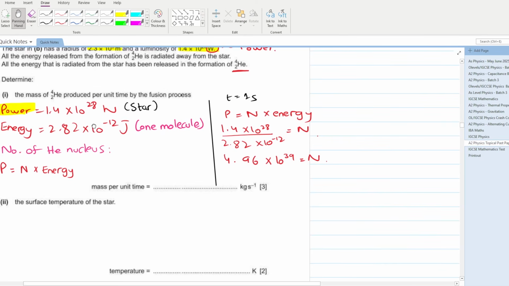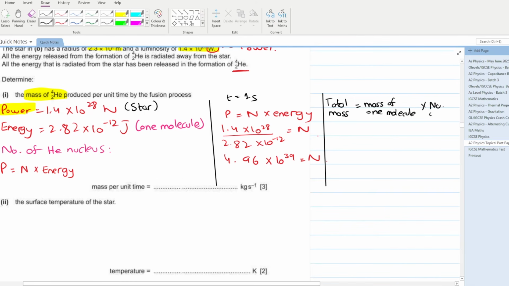But we didn't have to calculate the number of helium atoms. We have to calculate the mass produced. So how will we do that? Very, very easy. Total mass produced is equal to the mass of one molecule multiplied by the number of molecules. Simple as that. What will be the mass of one helium molecule?